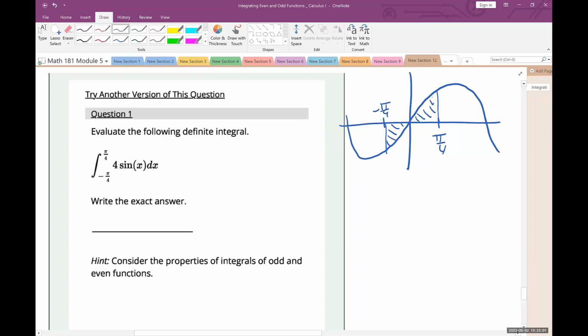Is sine an even or odd function, do you think? It'd be an odd function. Sine's odd. Cosine's even, sine's odd. So for this one, what's the answer? 0. That's it. I still worked it out for some reason.